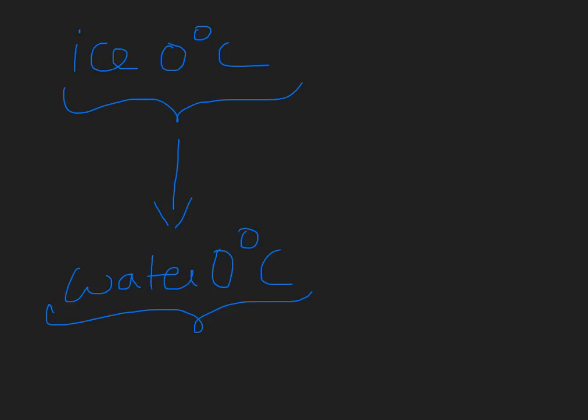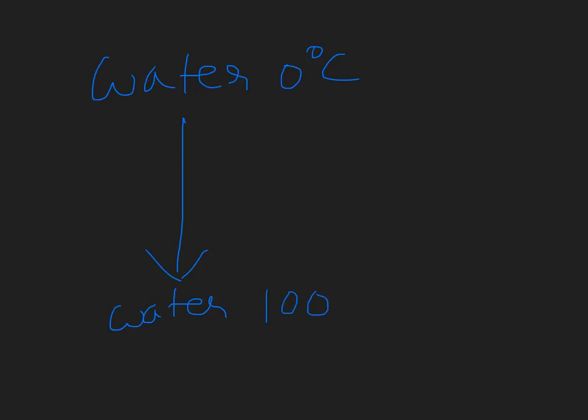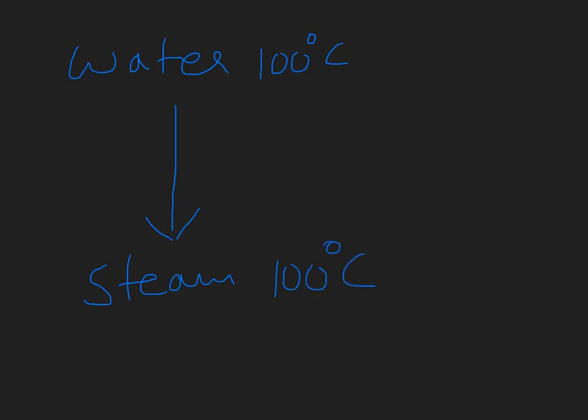After water at 0, if you observe, the maximum temperature water can rise to is 100 degrees centigrade. After 100 degrees centigrade, water will not exist. What will happen after 100 degrees centigrade? Water will convert to steam. Water at 100 degrees centigrade is the maximum temperature for water. After 100 degrees centigrade, water is converting to steam at 100 degrees centigrade.